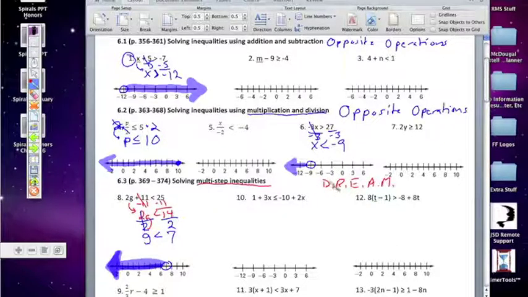Distribution. All right? So let's go ahead and distribute 8 times t and then 8 times negative 1. 8 times t is? 8t. 8 times negative 1? Negative 8. The rest of this is going to be greater than negative 8 plus 8t. My next step in line would be regroup. Can I combine these terms?